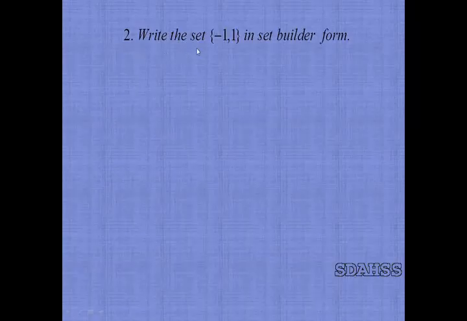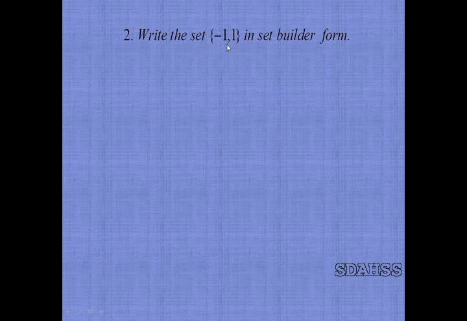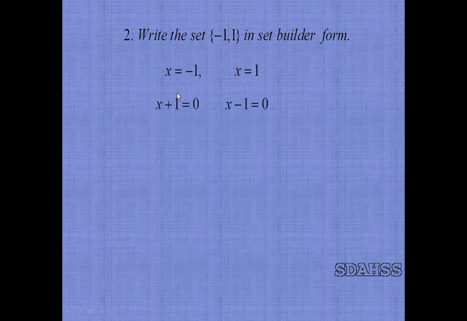Subdivision 2. Write the set of all minus 1, 1 in set builder form. Here the given set is in roster form. You convert this set into set builder form. For that, consider the first element and second element as x. So x is equal to minus 1 and x is equal to 1. You bring this minus 1 to the other side, it becomes positive. So we can write x plus 1 equal to 0. Similarly, you bring this plus 1 to the other side, it becomes negative. So we can write x minus 1 equal to 0.